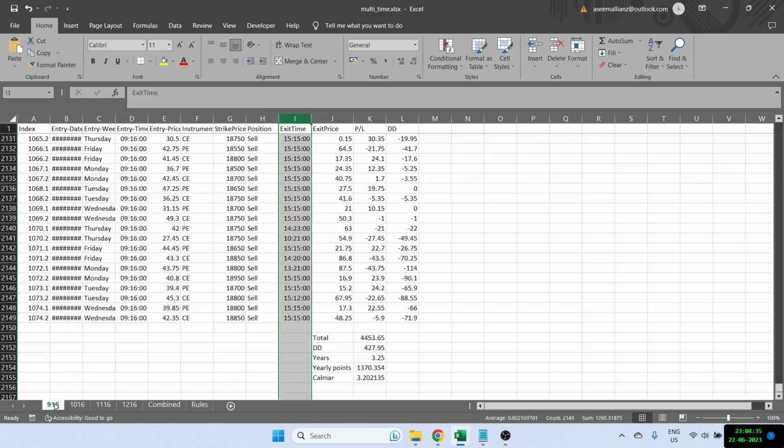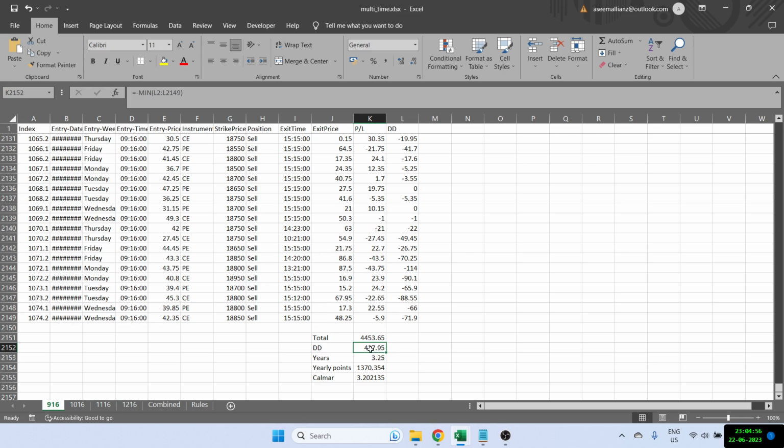So I'm showing you different results now. So this is at 9:16. As you can see, the time is 9:16, and the total profit, this is about 3.5 years of data, comes to about 4,400 points. The biggest drawdown, right, the maximum drawdown, comes to about 427 points.